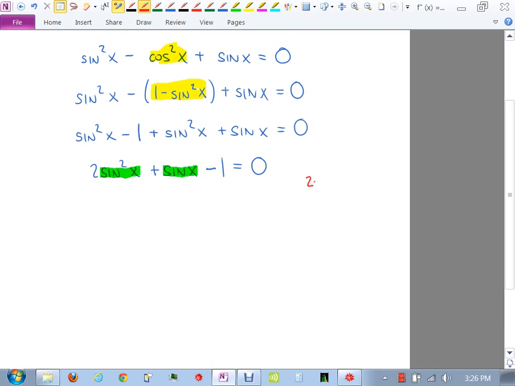Y'all see what I'm saying? That kind of looks like 2u squared plus u minus 1 equals 0. It's like a quadratic form. So it can factor to be 2 sine x times sine x. Let's see here. Plus 1 here and minus 1 there. Does that work? Is that the correct factoring of that? Yes. So that's pre-cal stuff. Trigonometric equations.